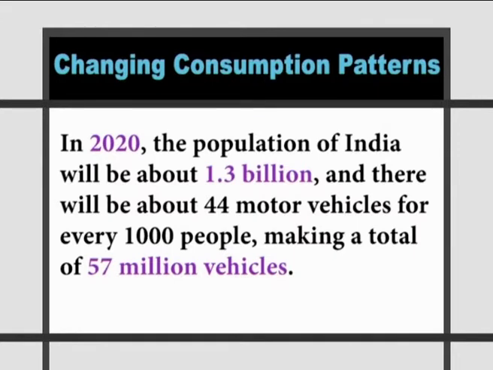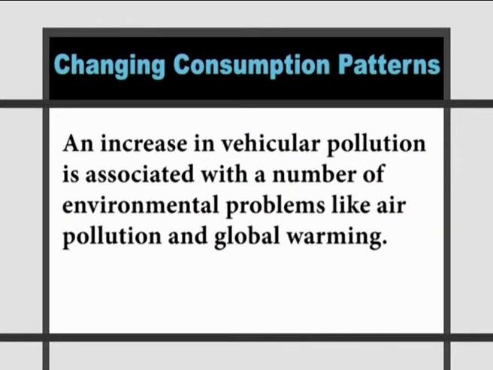In 2020, the population of India will be about 1.3 billion and there will be about 44 motor vehicles for every 1,000 people, making a total of 57 million vehicles. An increase in vehicular population is associated with a number of environmental problems like air pollution and global warming.